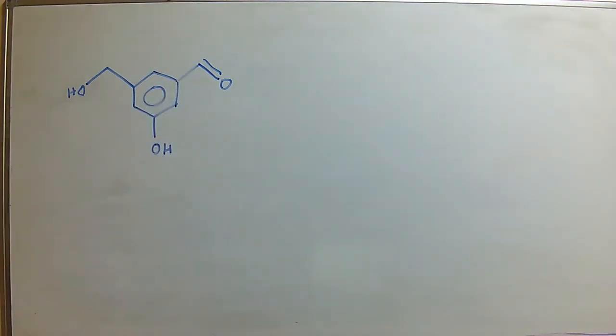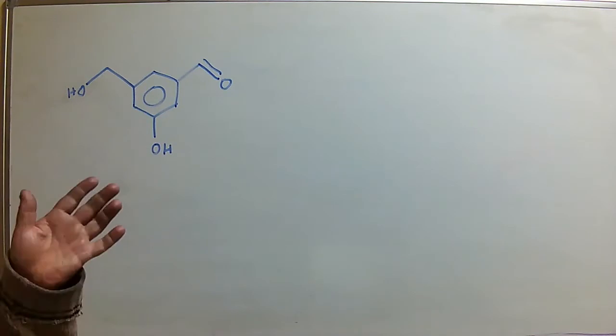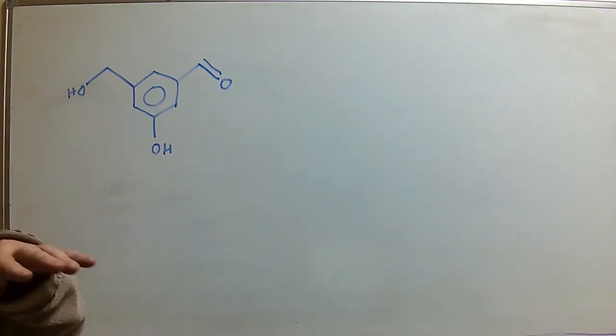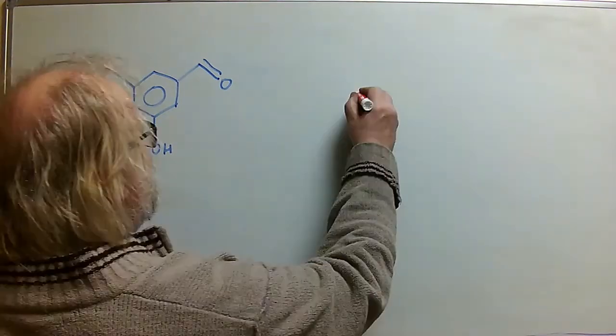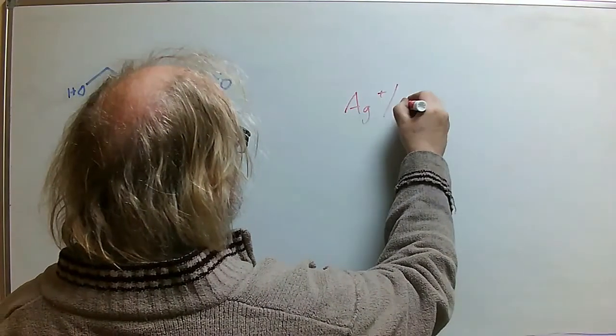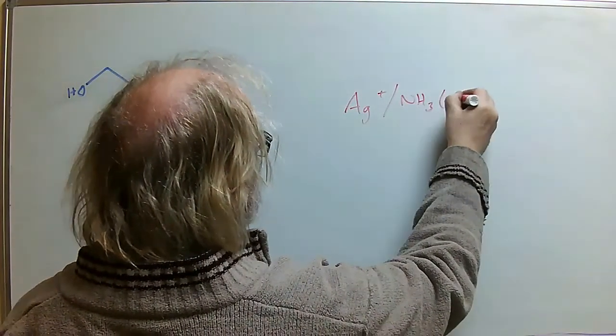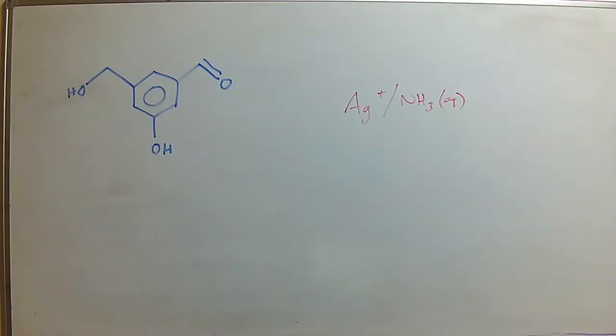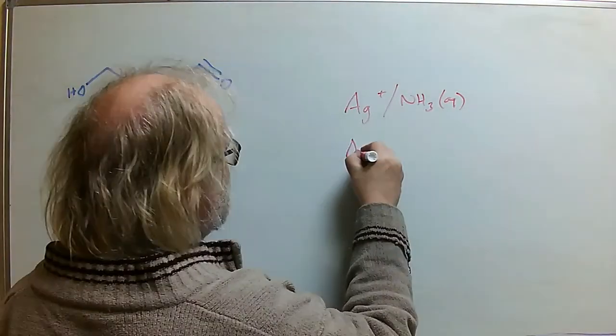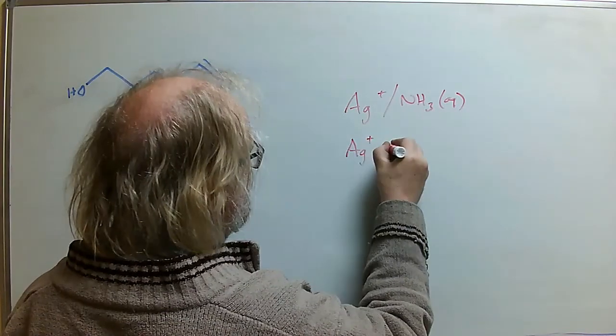And then you need to know a little bit about the chemistry of the test. So remember, Tollens reagent is a solution containing Ag+ ions in aqueous ammonia. You need to know that much about what Tollens reagent is. And when it reacts with an aldehyde, it forms a silver mirror, which means this reaction happens.